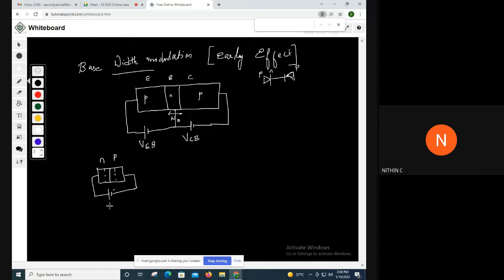When it is reverse biased, what happens to the depletion region width, whether it increases or decreases? That's the question. Whether it increases or decreases. Answer. Yes, it will increase obviously. The depletion region width will increase when it is reverse biased. When the PN junction is reverse biased, depletion region width will increase.